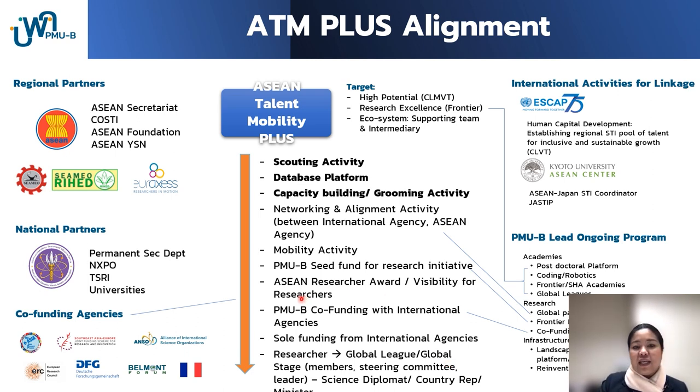And we would like to find international partners, like co-funding agencies or other partners like ASEAN, Simeo Ride Ed, Euraxis, with our regional partners, national partners, funding agency partners, and government partners, and see how we can align projects with similar goals, using our limited resources together to get a higher impact out of it. For example, we talk with ESCAP, and ESCAP is developing human capital development, establishing an STI pool for talent for inclusive and sustainable growth for CLMV. So with that, maybe we can partner with our ATM alignment and see how it goes.